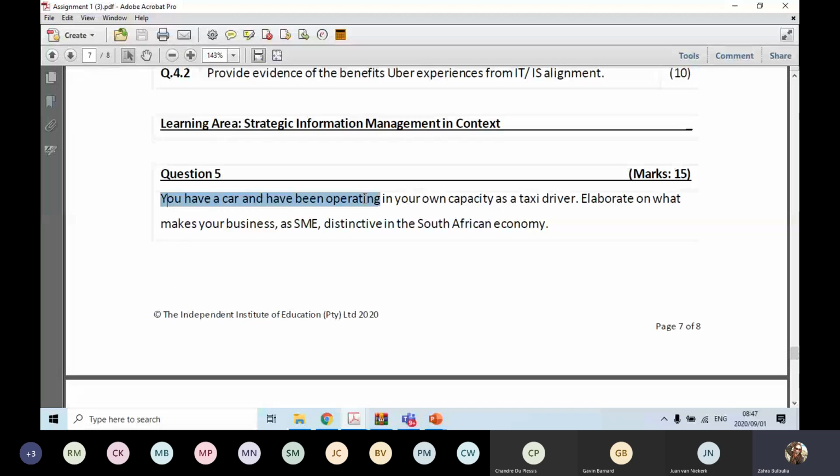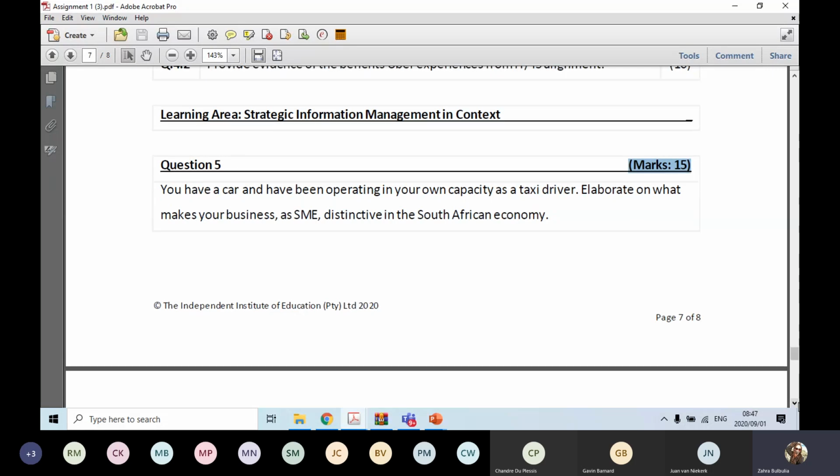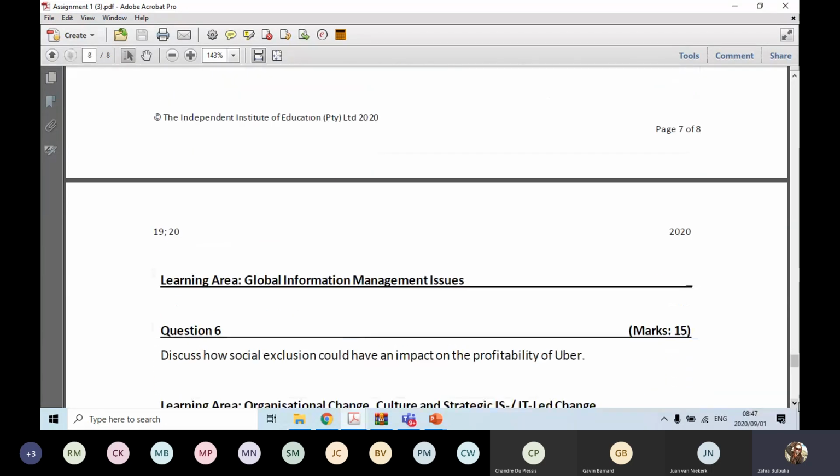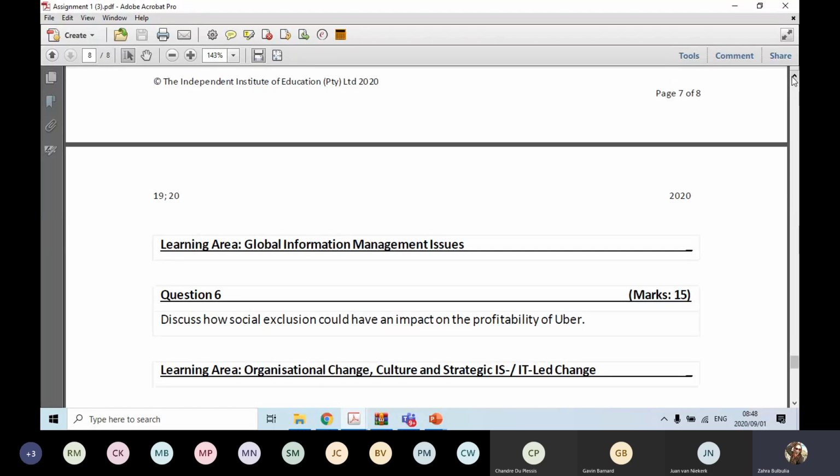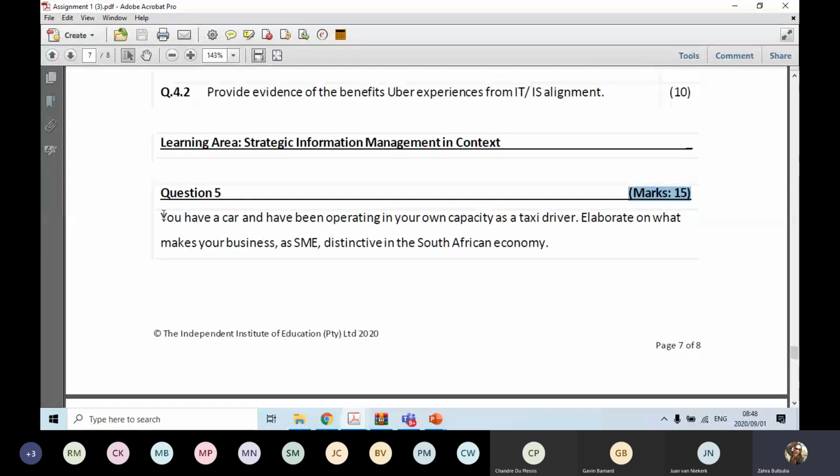You have a car and have been operating in your own capacity as a taxi driver. Elaborate on what makes your business as an SME distinctive in the South African economy. So they're calling you a taxi driver. And okay, you are not Uber in this context here. You are your own, you are Eagle Taxi, you are Mozi Cab, and that's for 15 marks. So you have to justify basically why you are an SME and what makes you distinctive. You can be very, very creative for this question.